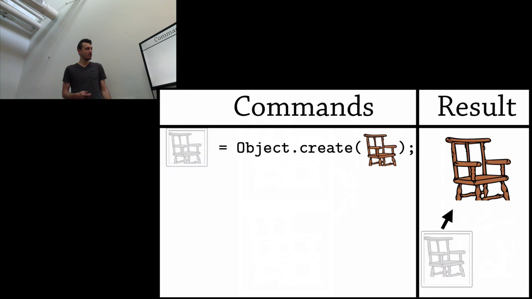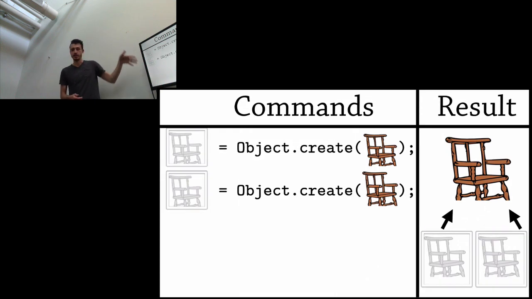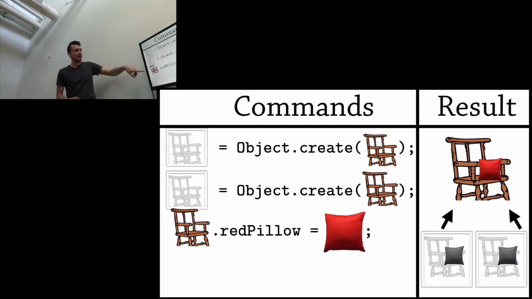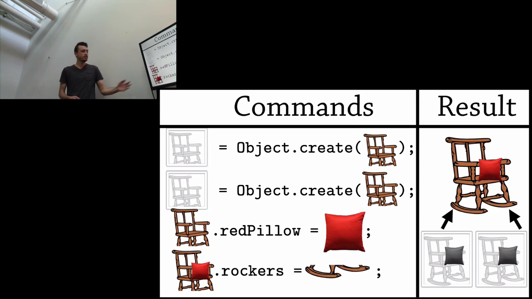Okay, in pseudocode, we're saying that we can create two objects, and then if we go back up to the prototype and add a pillow, these objects inherit the pillow, and if we add a rocker to the prototype, the objects inherit the rocker. Good.